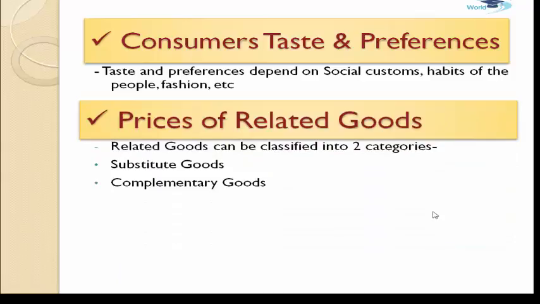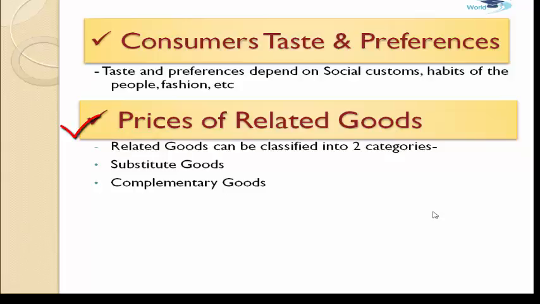Another determinant of demand is prices of related goods. Related goods can be classified into two categories: substitute goods and complementary goods. Substitute goods are those goods which satisfy the same type of need and hence can be used in place of one another to satisfy a given want. For example, tea and coffee, Coke and Pepsi are examples of substitute goods.